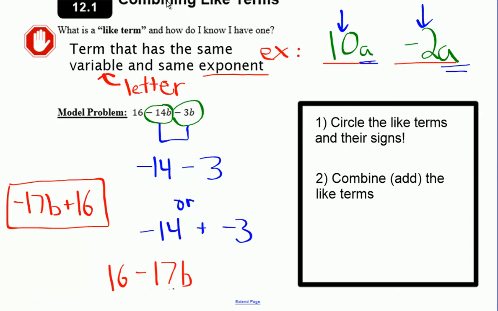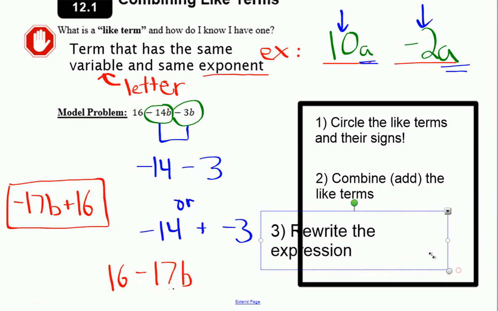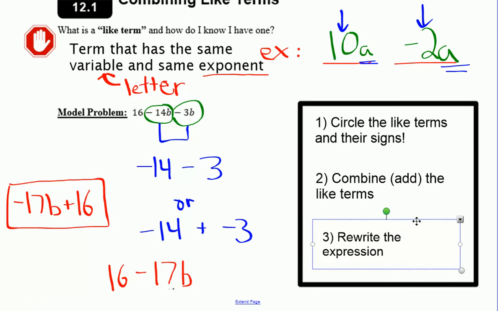So it's very simple. My third step is just to rewrite the expression with my, obviously, combined term. So I'm rewriting it. I took the negative 14 and the negative 3, I made negative 17, and I wrote 16 either in front of it or behind it, depending on how you want to do it. So I'm rewriting it, double checking for any other combining of like terms.